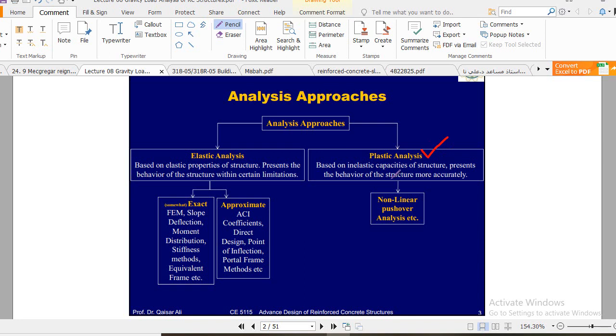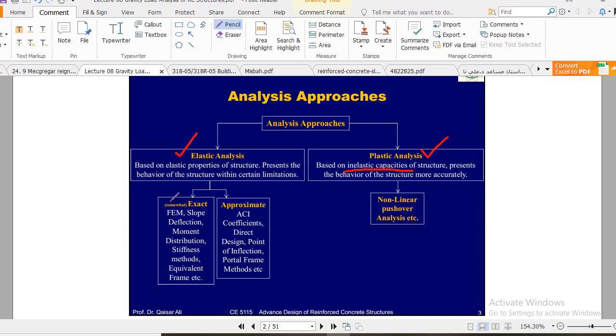But in plastic analysis, first of all we have to prepare a model of the structure. Then we have to draw the stress strain curve or the capacity curve, and put that curve in our system. Then the computer compares the present model with the actual structure capacity, and the capacity curve will be drawn and checked. So this is a complicated method, but it is the most accurate method because it uses the inelastic behavior or inelastic capacity of a structure. Although in our practice, we do not usually use this method.